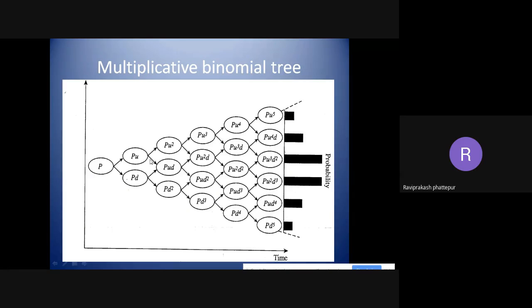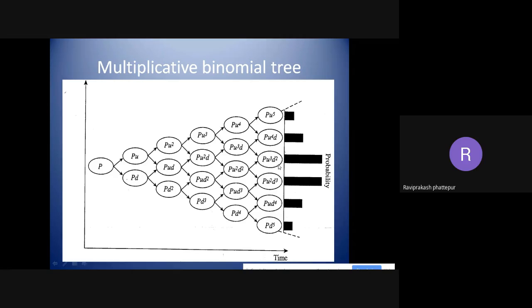But this will not be the market exactly. It will not always increase or always decrease. Sometimes it will increase, sometimes it will decrease. Say the first year it increased, then decreased, then increased, then decreased. So I'll reach pu cube d square. What is the probability of this happening? It is given on the right hand side.